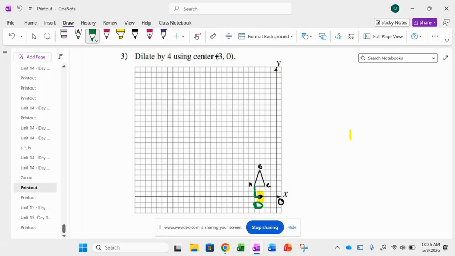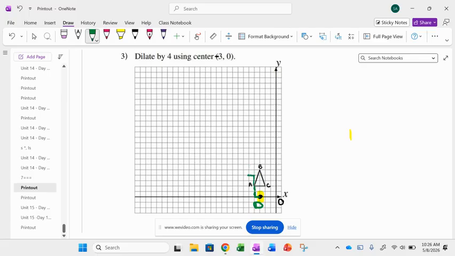Now I want this to be by a scale factor of 4. That first one counts as 1. So that first one to get to my point from the center of dilation counts as 1, which means I need how many more slopes to make a total of 4? 3 more slopes. So I'm going to keep going from A. I'm going to go, what is it? Left 1, up 2, or up to left 1. It doesn't matter. Up to left 1.